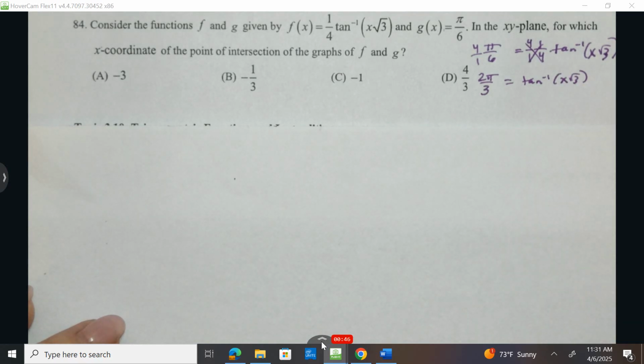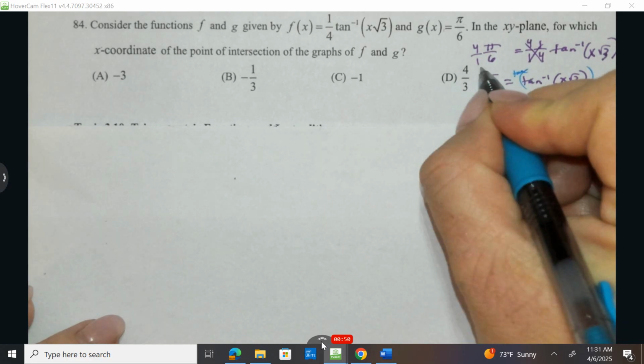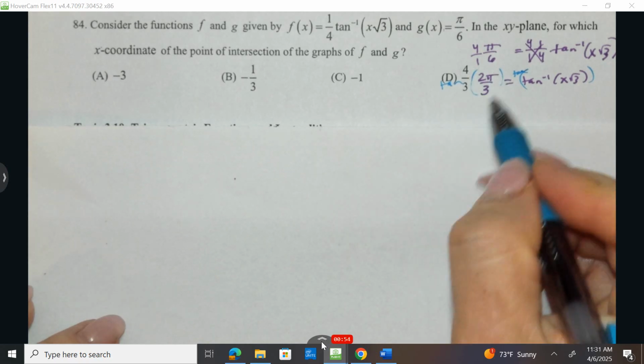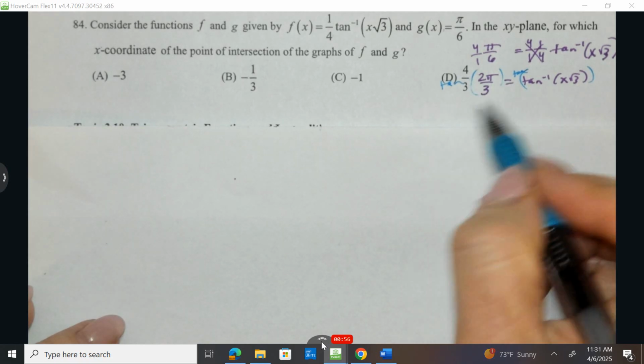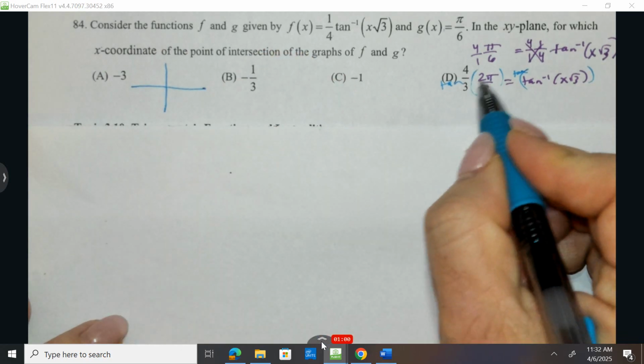Now, the only way in order for us to remove this arctangent is to take the tangent of the left and take the tangent of the right. This is going to take a little more work. So I need to think back to my understanding of the unit circle. So I'm going to come off to the side here. And where is 2 pi over 3?